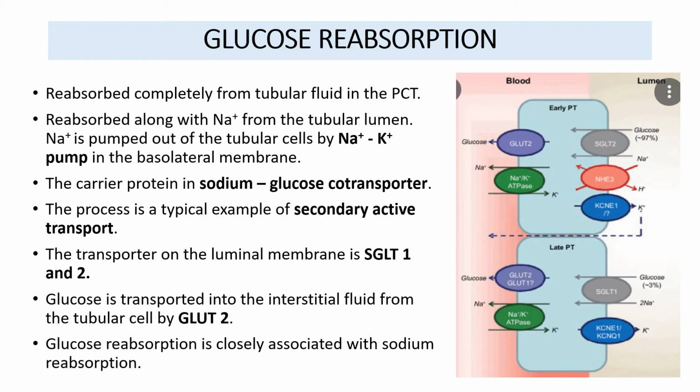The transporters on the luminal membrane are SGLT1 and SGLT2. Now, the glucose which has been absorbed via the luminal membrane is coming to the tubular cells and then being excreted to the interstitial fluid by the transporter called GLUT2. Glucose is transported into the interstitial fluid from the tubular cell by GLUT2. Glucose reabsorption is closely associated with sodium reabsorption.